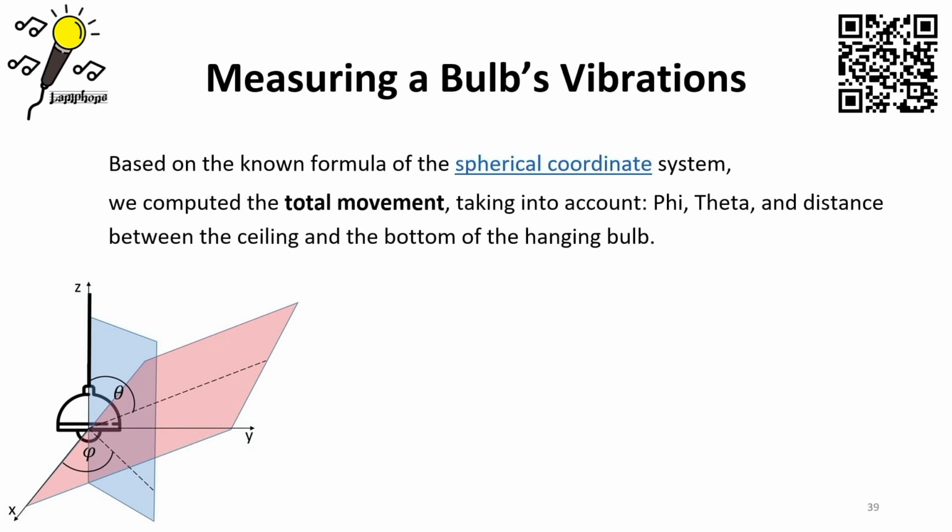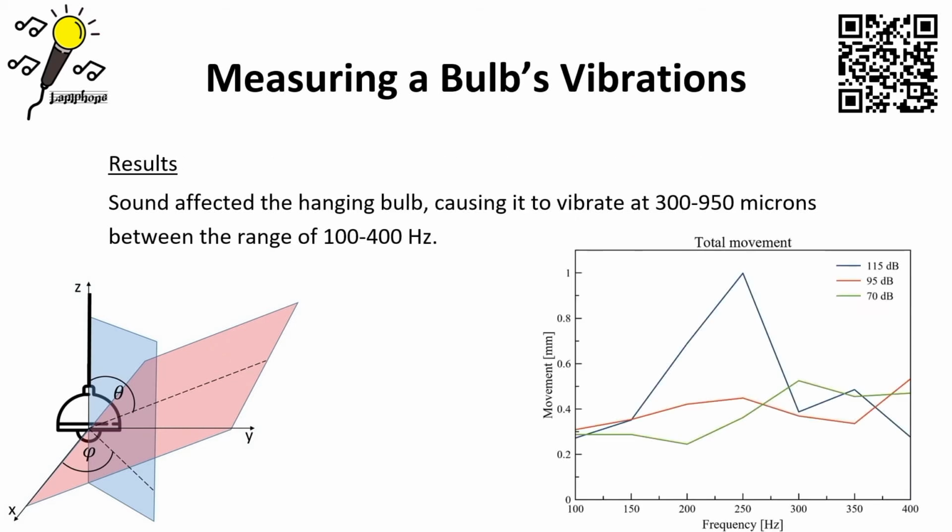Okay, now, based on the known formula of the spherical coordinate system, we computed the total movement of the hanging bulb, taking into account phi, theta, and the distance between the ceiling and the bottom of the hanging bulb. And we found that sound affected the hanging light bulb, causing it to vibrate at 300 microns between the analyzed spectrum.